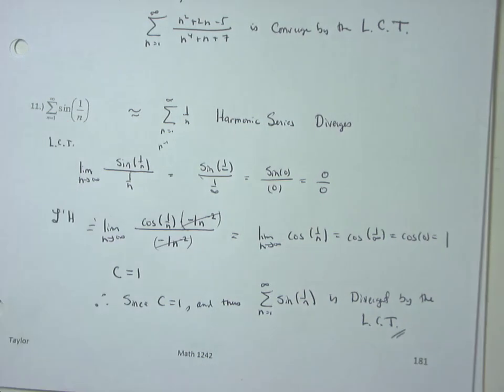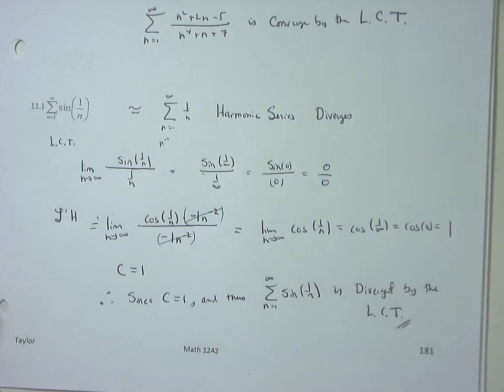And there's my statement of proof of why this guy is going to diverge. Does that make sense? Questions? Notice how I'm writing this stuff up.